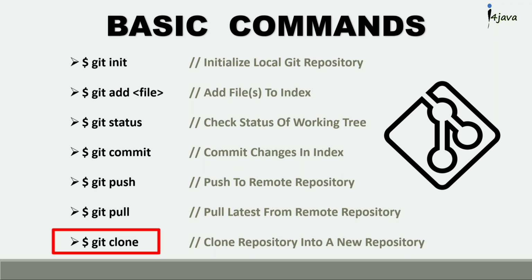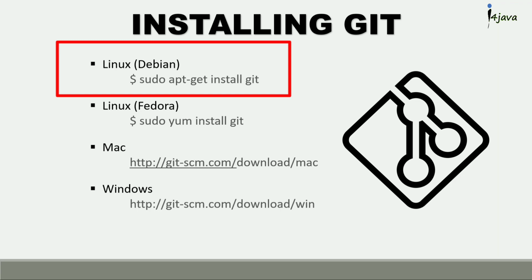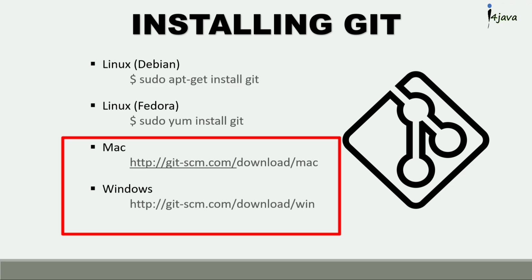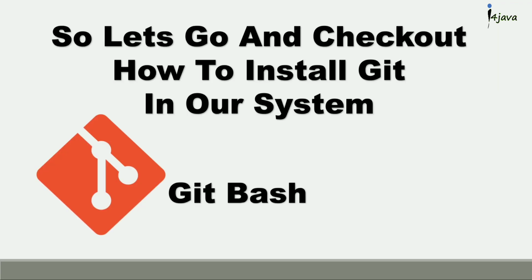So let's have a look at how to install. To install Git on Linux, you can use the command sudo apt-get install git. For Linux Fedora, you can use sudo yum install git. For Mac and Windows, you can just visit this site and from there you can download Git according to your system. So let's go and check out how to install Git on our system.